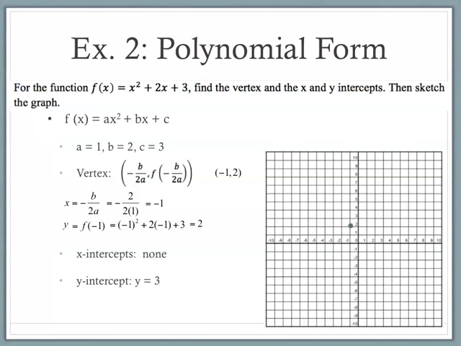So if we have a vertex there at -1, 2, and we know there are no x-intercepts, we know in fact that this has to face upward. Otherwise, if it faced downward, it would go through the x-axis. All right, we also have a y-intercept at y equals 3, so I'll put a point there.